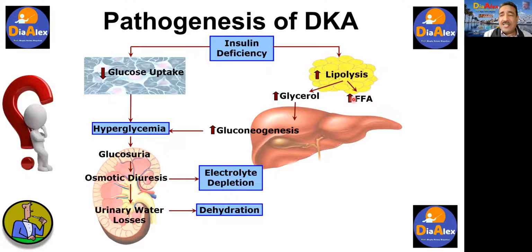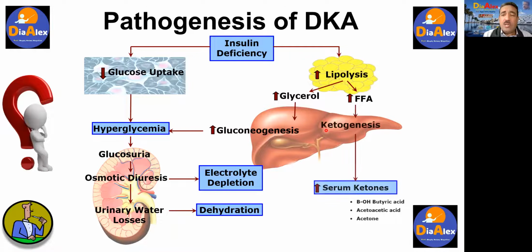And the free fatty acids in the liver as well will go through ketogenesis or beta oxidation, leading to generation of ketones. Ketones like beta hydroxybutyric acid, acetoacetic acid, and acetone. So excess of ketone bodies will lead to metabolic acidosis.